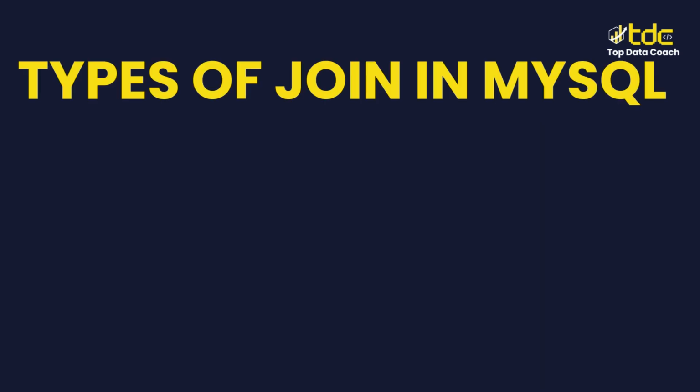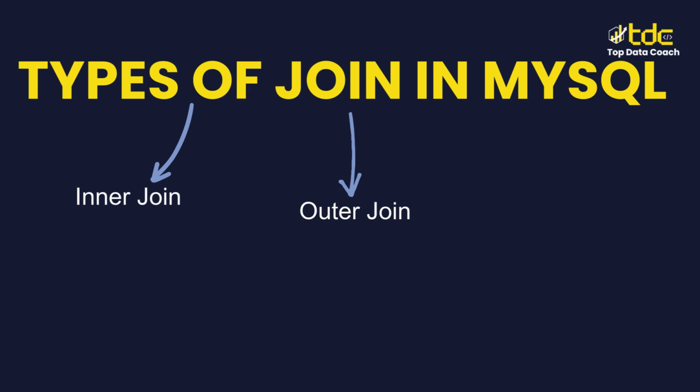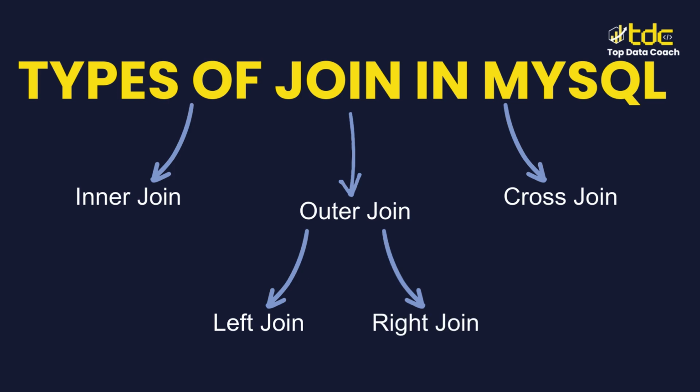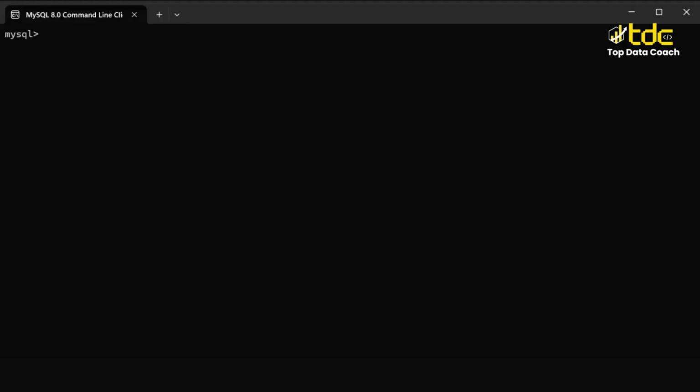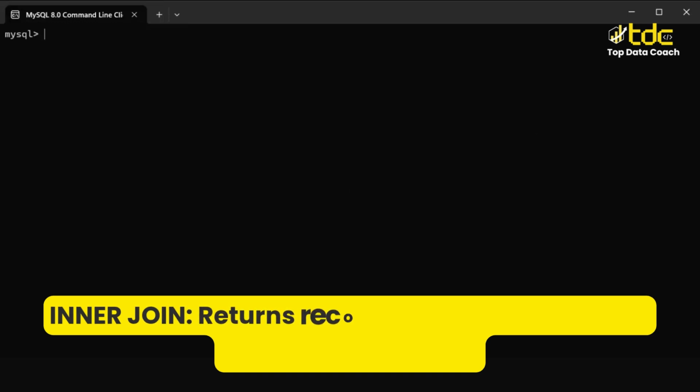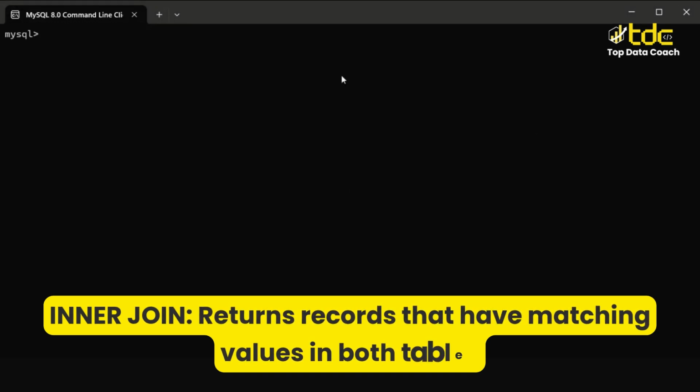MySQL supports the following types of join clauses: inner join, outer join, and cross join. Outer joins can further be divided into left join and right join. We'll start with inner join. Inner joins are used to fetch only common matching records.